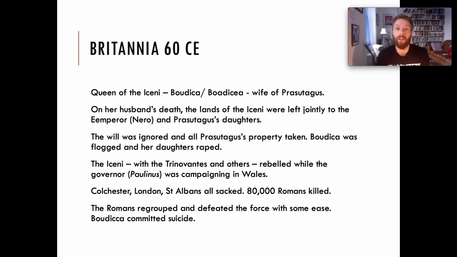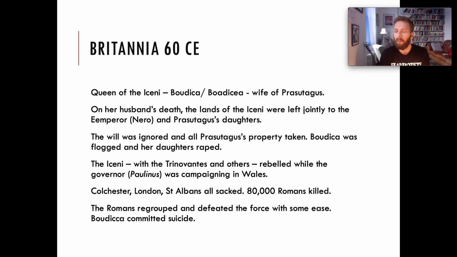This is one of those moments when the behaviour of the Romans broke the camel's back, and Boudica managed to gather together soldiers from the Iceni, obviously, but also the Trinovantes and other tribes in the south of England. And they went on a bit of a rampage, and they sacked major cities, Colchester, London, St Albans, and they killed, it's estimated, 80,000 Romans. You can imagine what kind of shock that would have sent back to Rome.